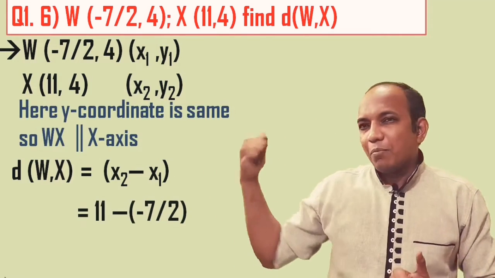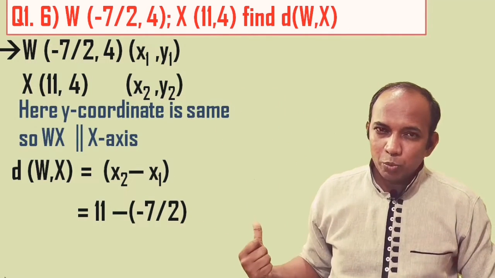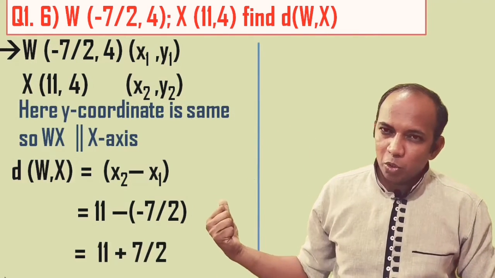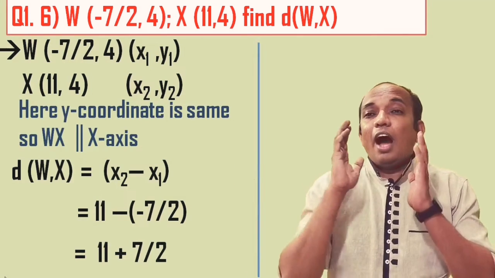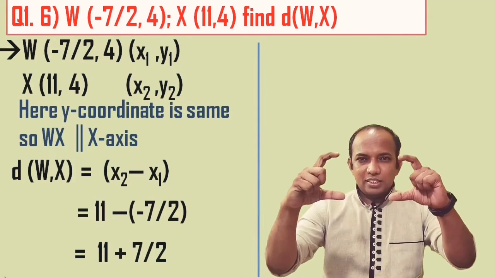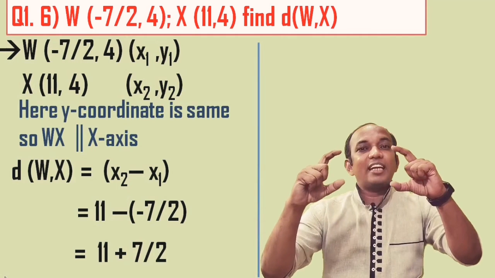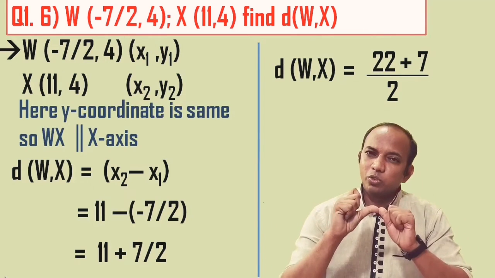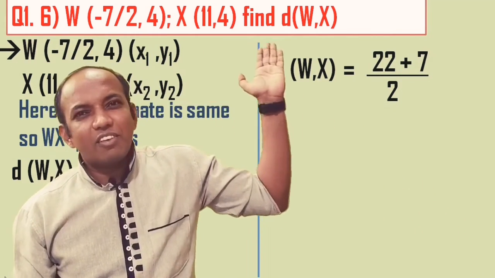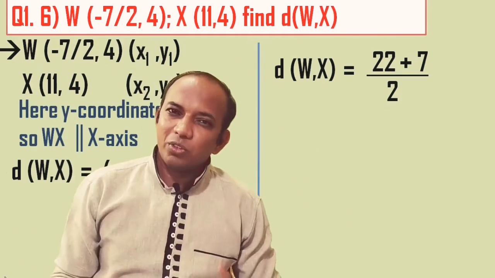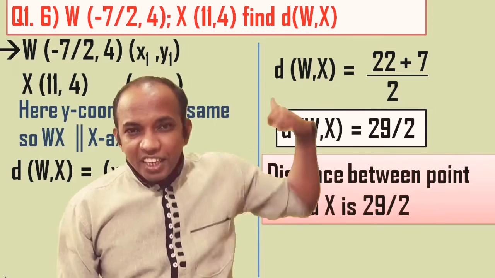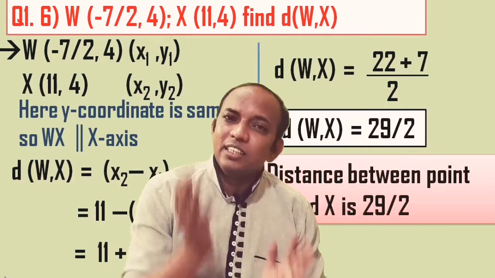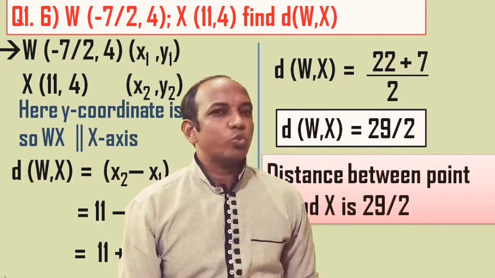As a result, we get 11 minus in bracket negative 7 upon 2, right? That minus and negative sign together result in positive 7 upon 2, so we get 11 plus 7 upon 2. After that, taking the LCM, 2 into 11 results in 22, 1 into 7 results in 7, and 2 into 1 results in 2. So we get 22 plus 7, the whole upon 2, after carrying out the addition. That gives us the answer 29 upon 2, and this is what we needed. Therefore the final answer is: the distance between point W and X is 29 upon 2.